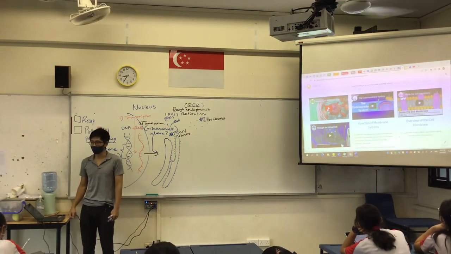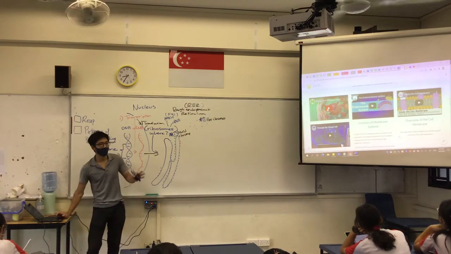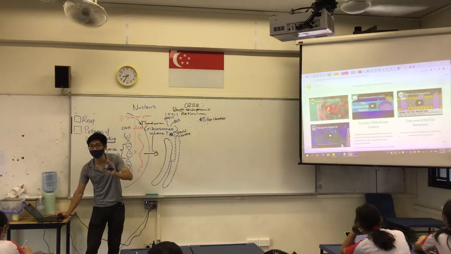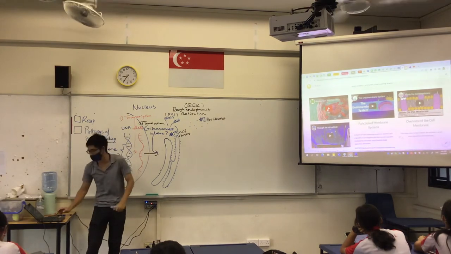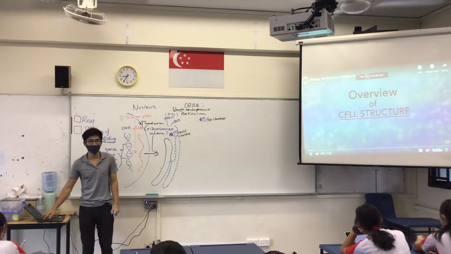Control the link: transcription, translation, and ribosomes. Let's see where it takes place, how it takes place, and how everything links together. This is a recap of what we've already learned.